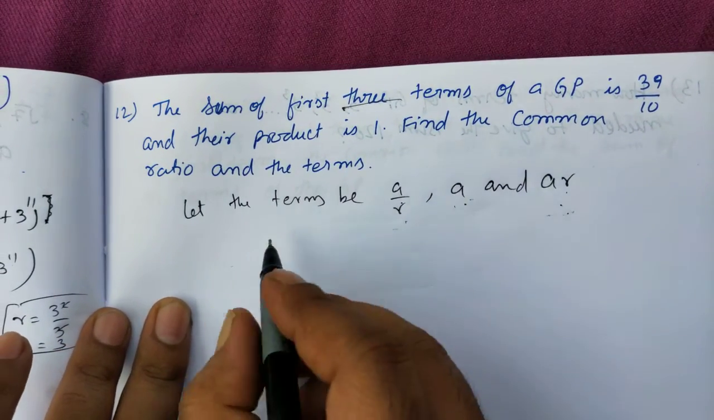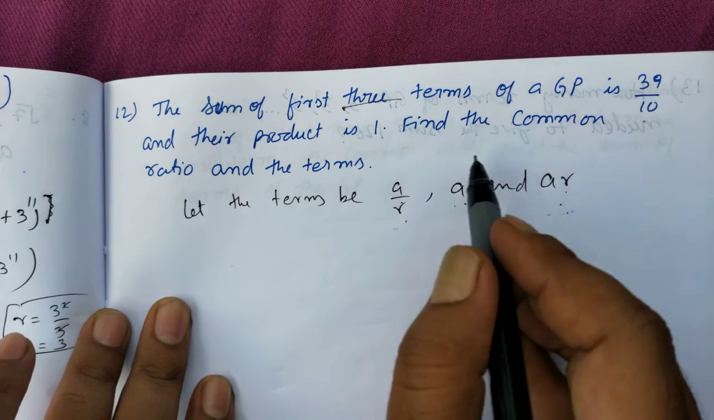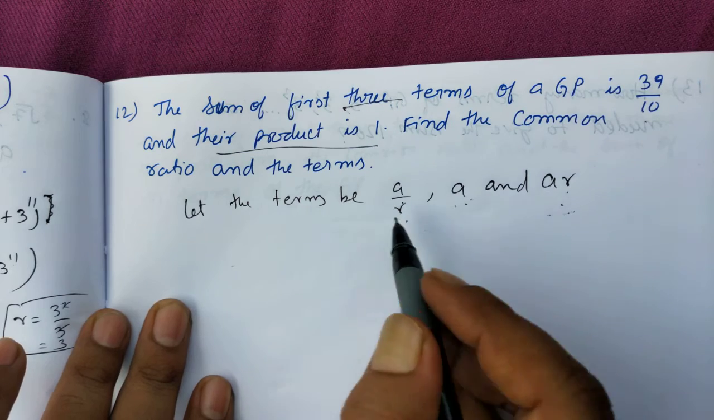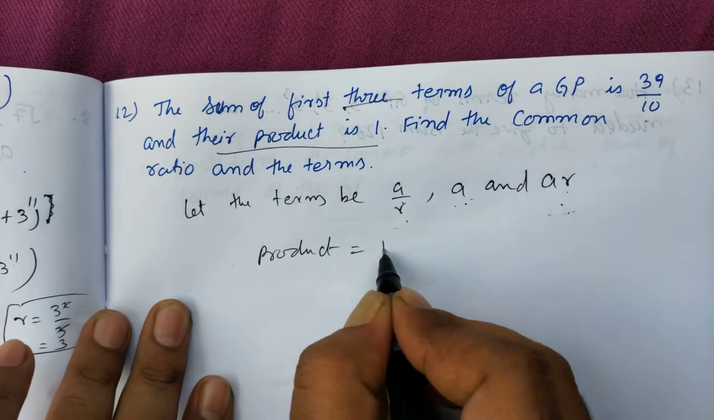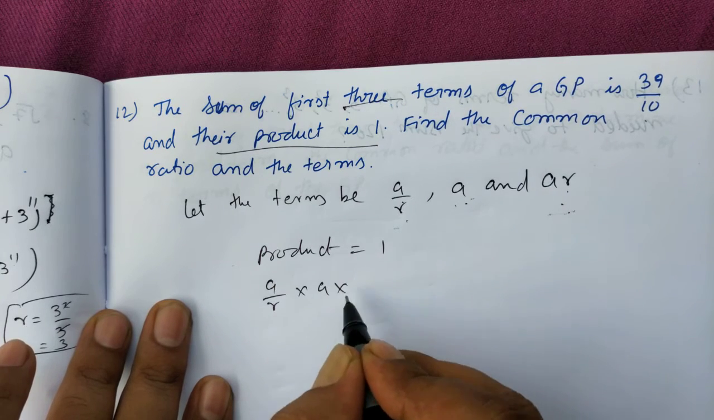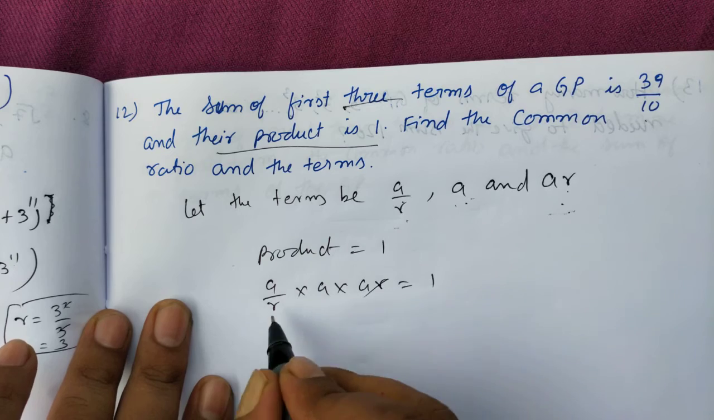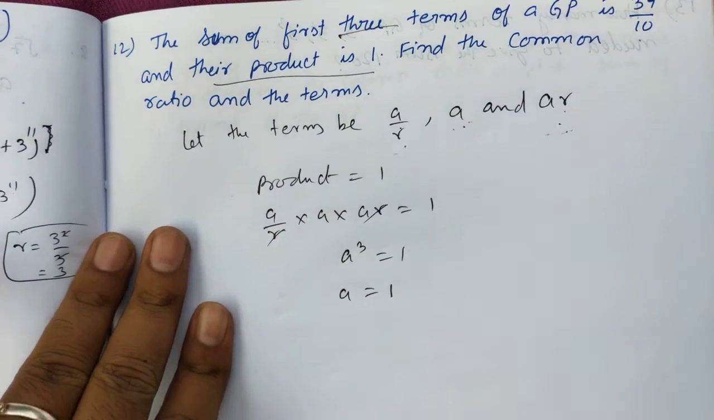As per the question, the sum of the 3 terms is 39 by 10 and their product is 1. So let us use the product first. Product means a by r into a into ar equals 1. So r cancels, a cube equals 1, so a will be 1.